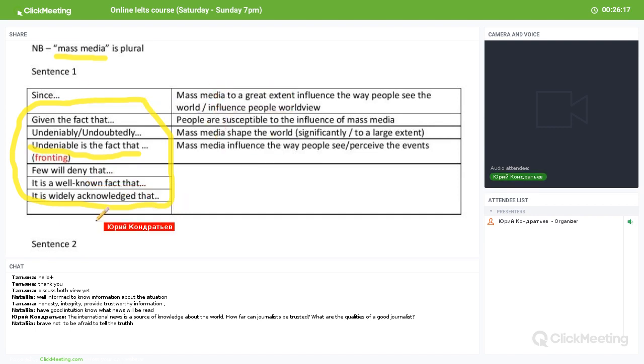And after one of these phrases, you can write something like, mass media to a great extent influence the way people see the world. People are susceptible to the influence of mass media. Or mass media shape the world significantly to a large extent. Mass media influence the way people see the events or people perceive the events, which is even better.